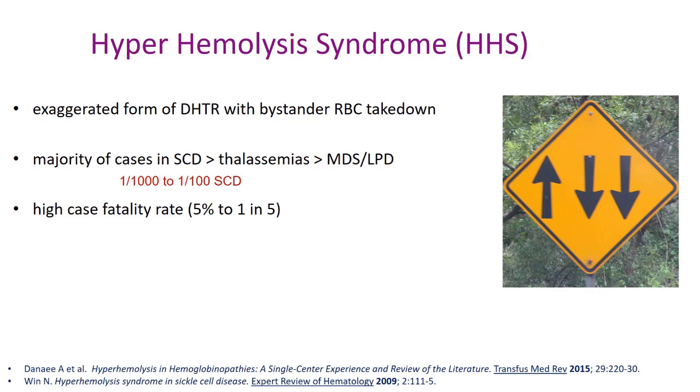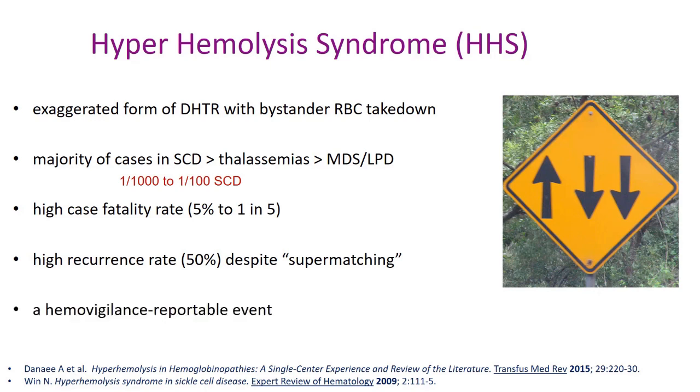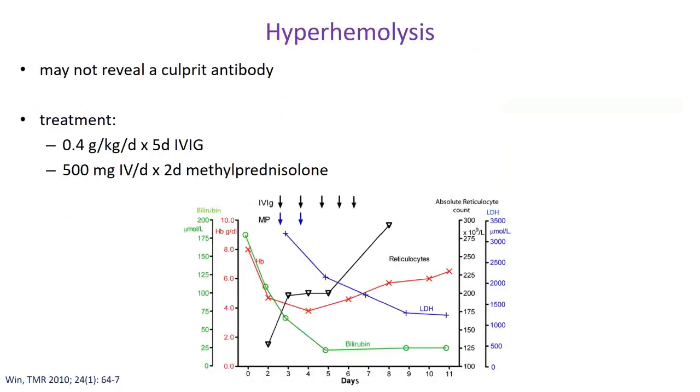This has a high case fatality rate, between 5 to 25%. And unfortunately, a high recurrence rate too. So if you have a survivor who ever reconfronts blood despite supermatching, half of these patients have this happen again. This is a hemovigilance reportable event. This is distinctly transfusion triggered, whether or not the event appears to be seropositive or seronegative in its effects.